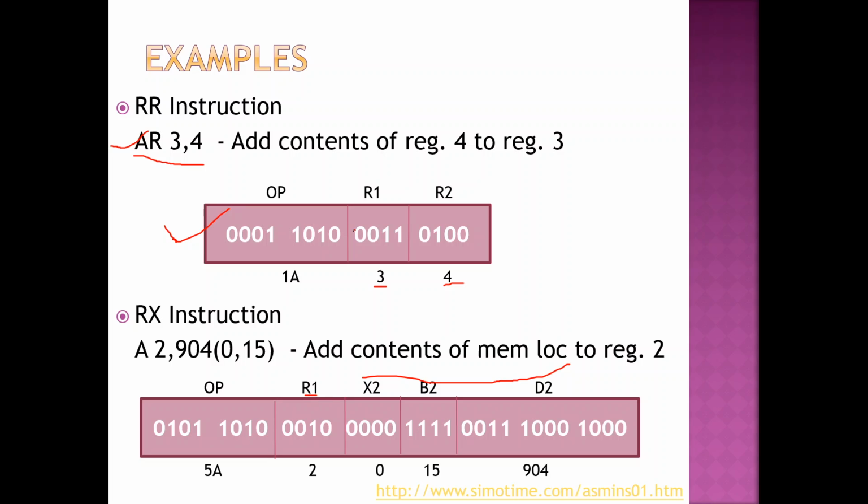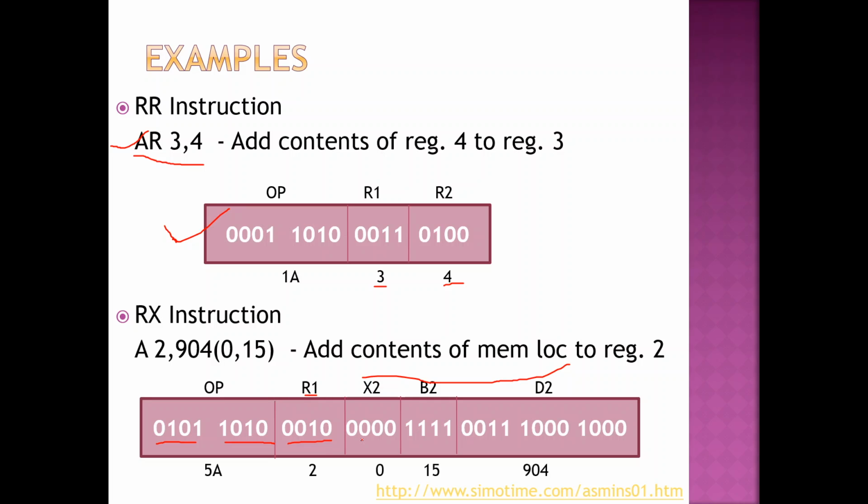The next RX instruction also I would like to give this detailed example. Again I told you, A 2 comma 904 of 15 0 comma 15. How do I fit it into the format? The format is like this. First is the opcode. The opcode for A is 5A, right? So I represent 5, I represented A. What is the first register I'm using? Register 2. So 0, 0, 1, 0. Register 2 is what I'm going to use. That is my first operand.